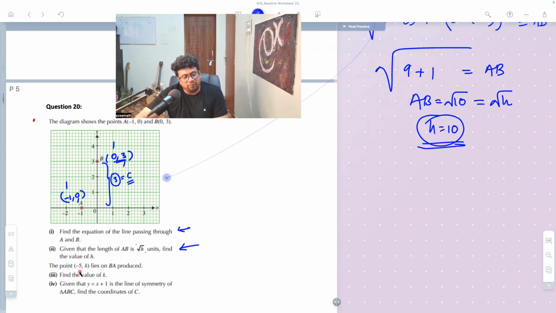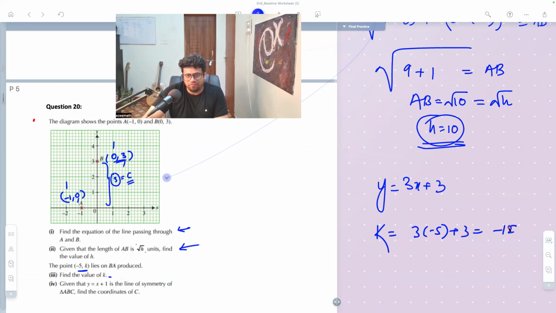There is a point (-5, k) which lies on BA produced. I have the equation of the line, y equals 3x plus 3. I can substitute the coordinates of the point to find the value of k. k equals 3 times minus 5 plus 3, which comes out to be minus 15 plus 3. It's minus 12. That's your k value.